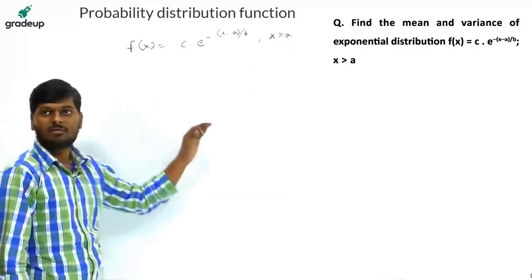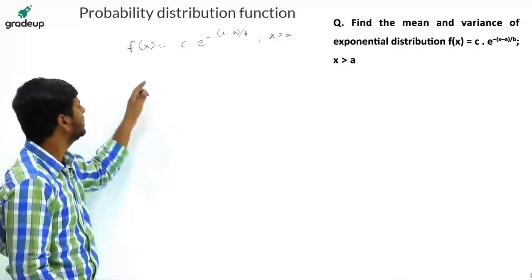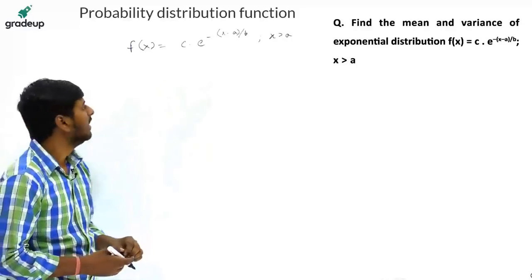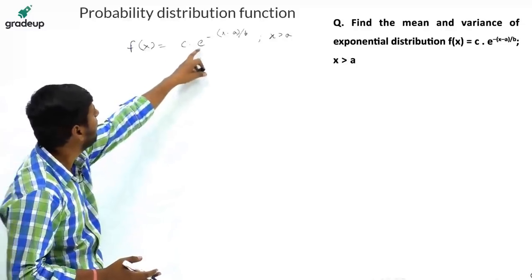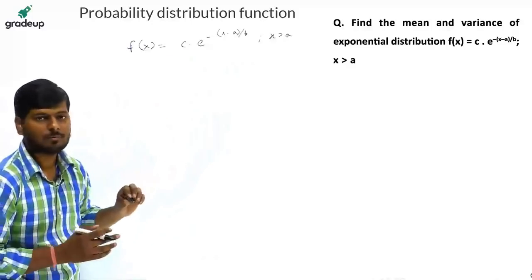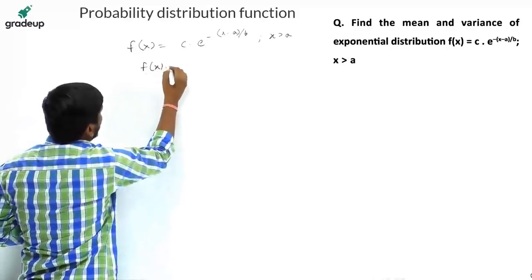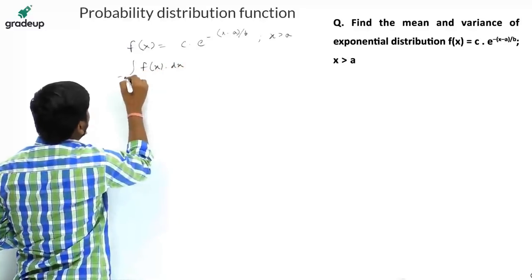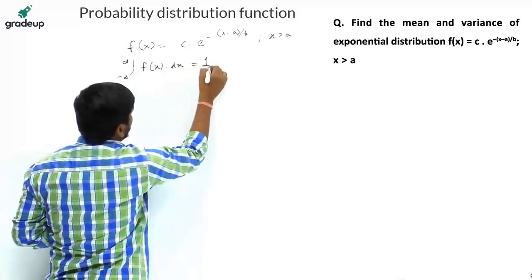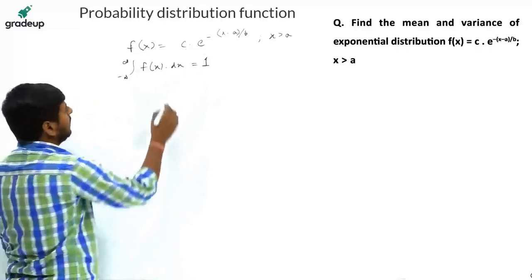What we have to find? We have to find the mean and the variance of this exponential function. First we have to find the relation between a, b and c. How? We know the integration of f(x) dx from minus infinity to infinity is equal to 1. So let's apply this formula.